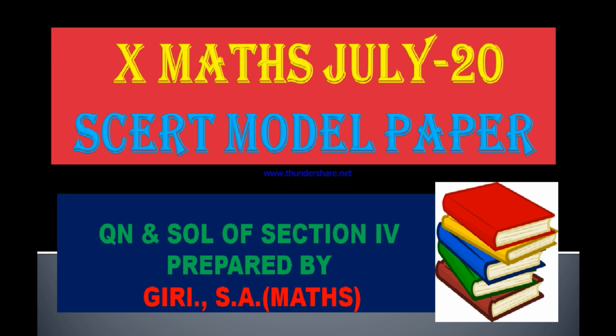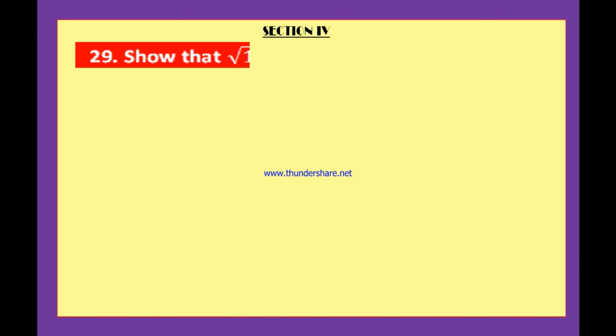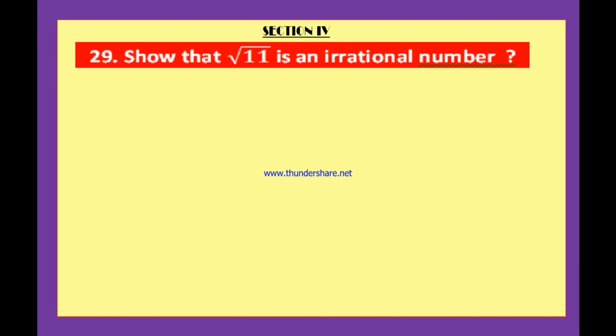This video's concept is the essay questions from the SCERT model paper, that is section 4. Now, here is section 4 and this is the first question, number 29. Show that root 11 is an irrational number. I shall repeat, show that root 11 is an irrational number.